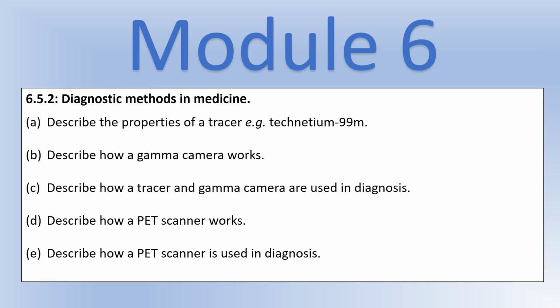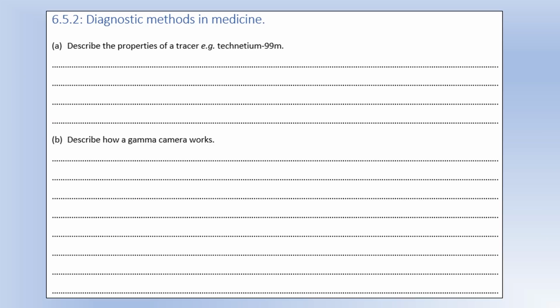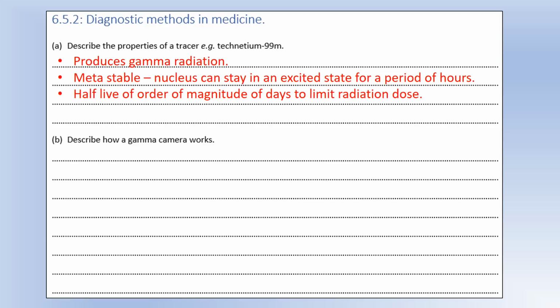Okay, so that's X-rays. Let's have a look at some other diagnosis methods, and specifically some methods that we use to look at the metabolic rate of cells. The first one we use is called a tracer, and a very typical one would be technetium-99m. What makes it a good tracer is, it's a gamma emitter, so it produces radiation that can be detected outside the body. The m stands for metastable, so the nucleus stays in an excited state for a period of hours. That gives us time to make it, transport it to the patient and start taking measurements. But its half-life is only in the order of hours or days, so the patient gets a limited radiation dose.